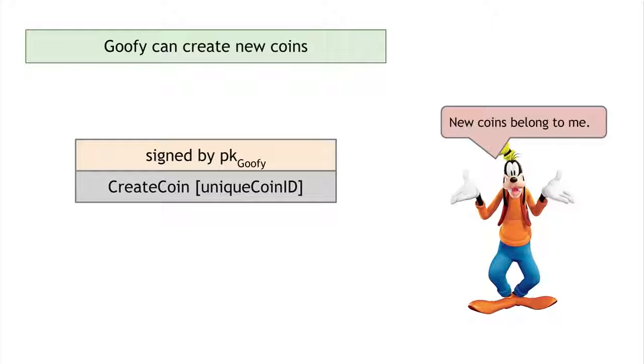Here you have the create coin operation, and there's a unique coin ID that Goofy generated, and then there's a digital signature that was put on it by Goofy, which anyone can verify. So anyone being given this can verify that the signature is valid and that it's a signature of this statement. And new coins belong to Goofy by definition because those are the rules that Goofy made. So that's the first rule: Goofy can create new coins.